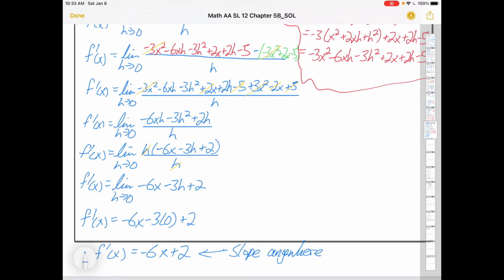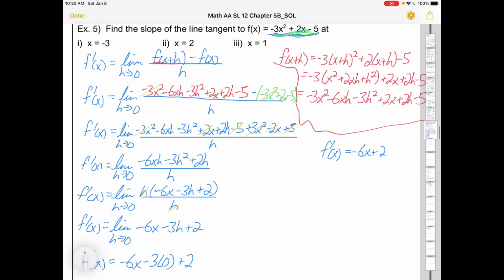The nice thing that happens now that we know this, so I'm just going to write it over here again. F prime of x is negative 6x plus 2. Now, if I want the slope at negative 3, all I do is sub negative 3 into this. So f prime at negative 3. That reads the slope, or tangent slope, at negative 3. I put in negative 3 for x, and that'll give me 20.